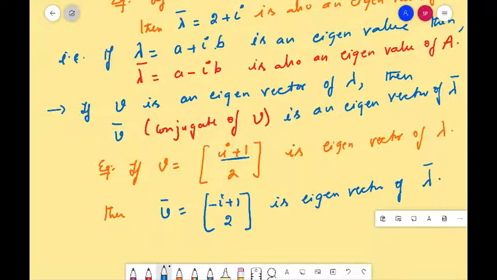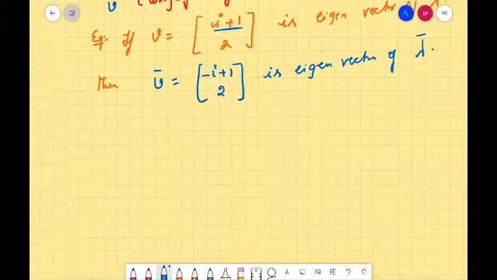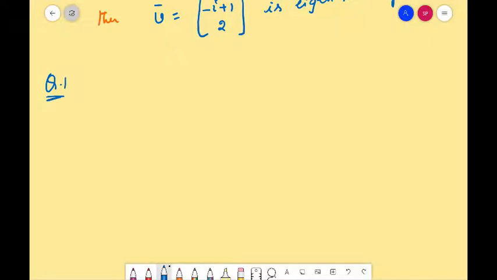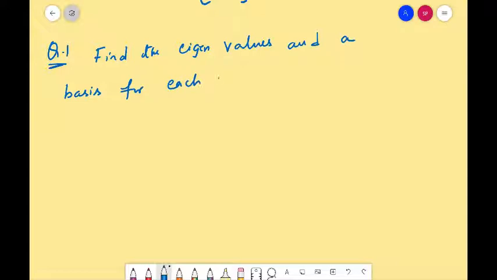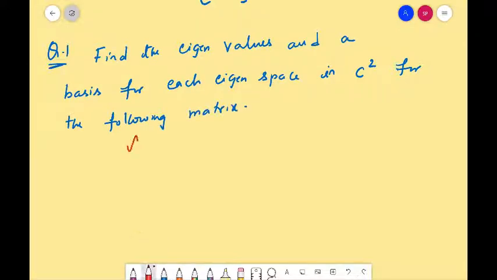Now let us work out a problem in this concept. Question number 1. Find the eigenvalues and a basis for each eigenspace in C2 for the following matrix. So the matrix is given: A is equal to 5, 1, minus 8, 1.